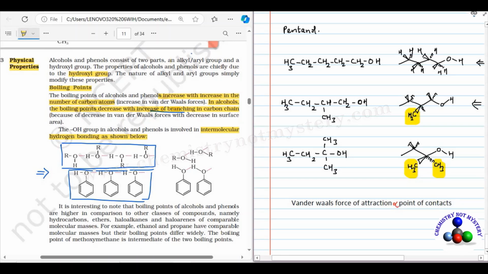So when there is more van der Waals force of attraction, and van der Waals force of attraction is directly proportional to the boiling point, that's why when you compare the boiling points of these isomers, the first isomer will have the maximum boiling point and the third isomer will have the least boiling point.